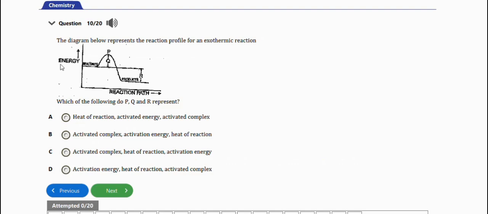Next question is this one. It says, the diagram below represents the reaction profile for an exothermic reaction. Which of the following do P, Q, and R represent? So our P is our activated complex, our Q is our activation energy, and our R is our heat of reaction. So the right answer is option B, activated complex, activation energy, and heat of reaction. So that's it for this question. Next question is this one.